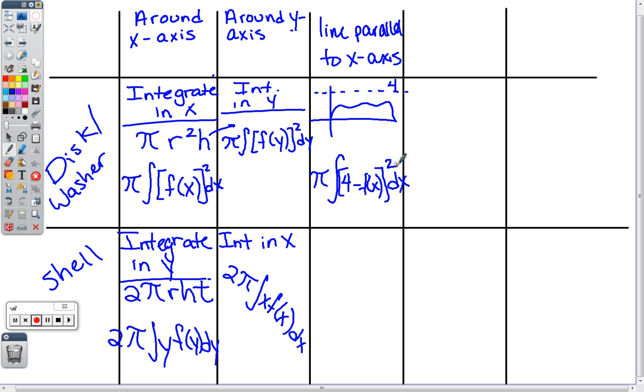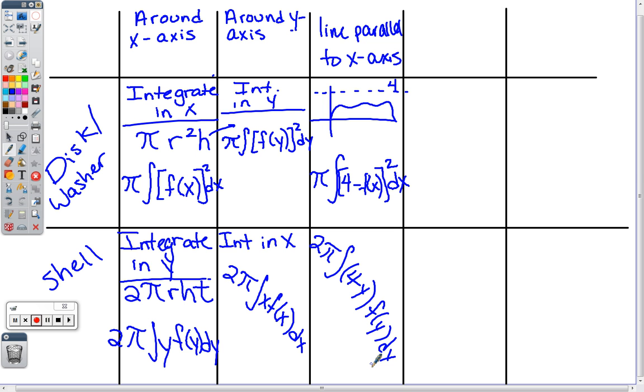Okay. Line parallel to the x-axis for this thing. For shells it would be 2 pi integral of 4 minus y times f of y dy.